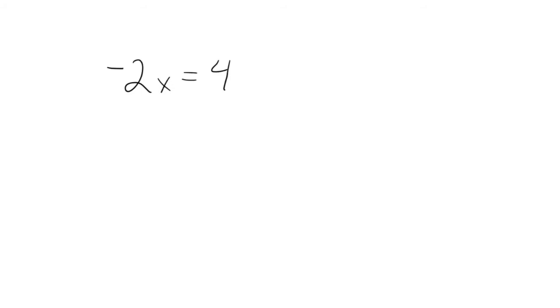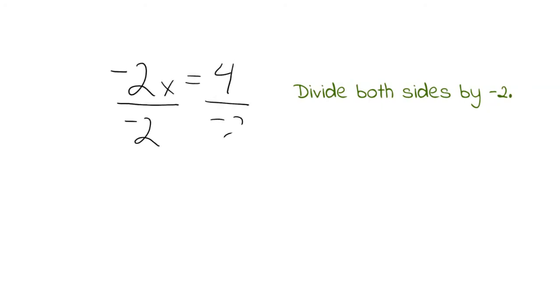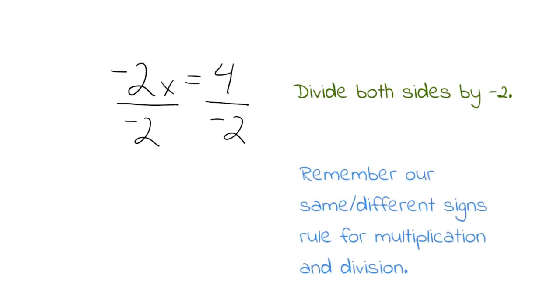Sometimes our problems will have negative coefficients, like negative 2x is equal to 4. So we'll divide both sides by that negative 2. And then we'll see a positive divided by a negative, and we'll remember our same different signs rule for multiplication and division, and know that when we have a different sign, our answer is going to be negative. So x would equal negative 2.